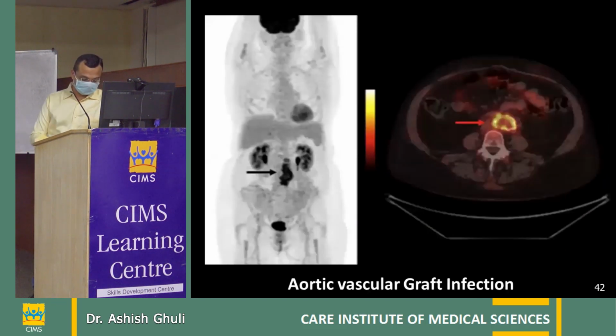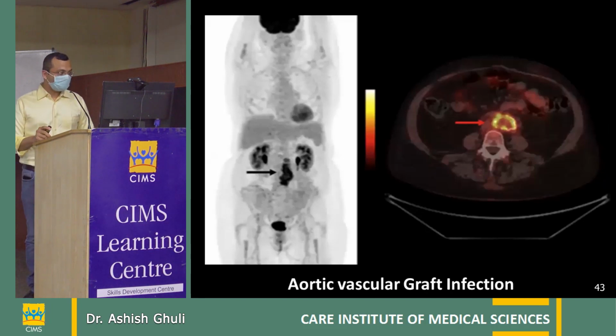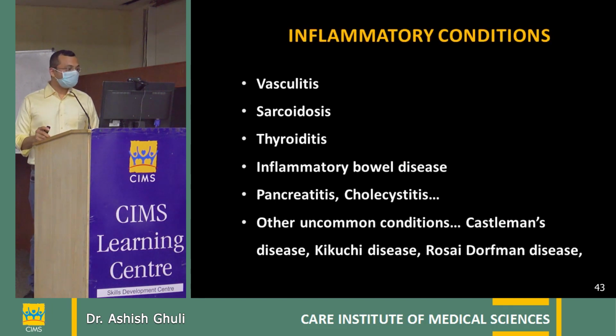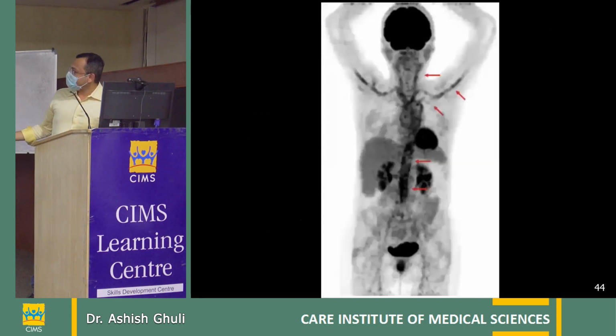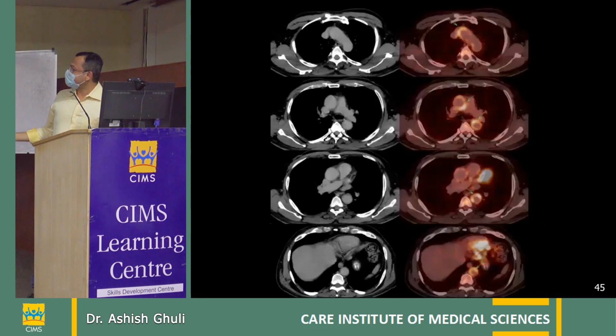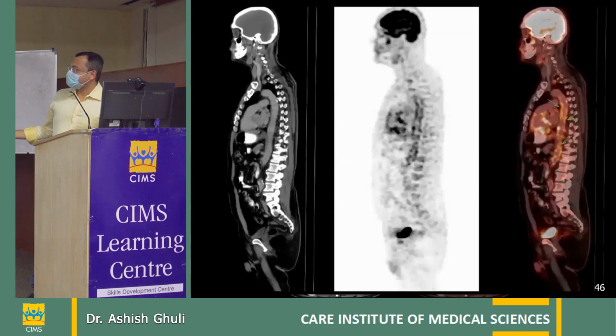This is a case of aortic vascular wall infection. The intense uptake is seen in the graft. So there are other inflammatory conditions which pick up FDG, and it can be used for the diagnosis and for response assessment. This is a case of vasculitis. Intense uptake is seen along the entire length of the aorta as well as the subclavian veins. So these are cross-sectional images. Uptake in the ascending aorta, descending aorta, arch of aorta. This is a sagittal view. The entire length of the aorta shows intense uptake. So this is a case of vasculitis.